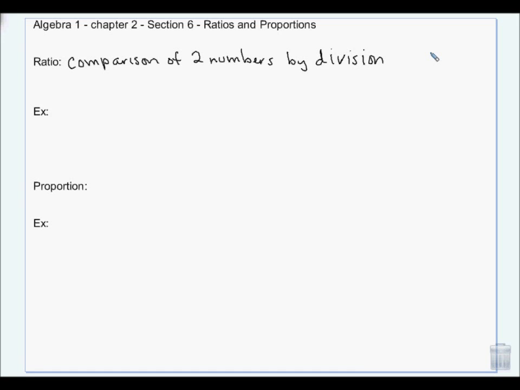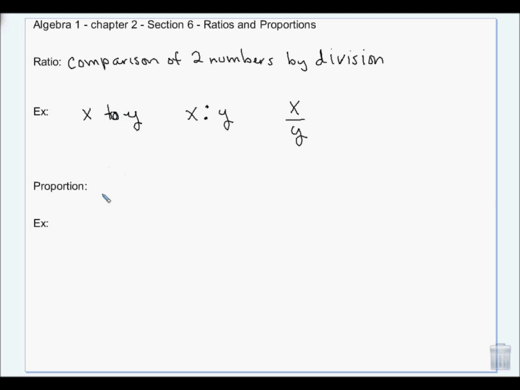A ratio is a comparison of two numbers using division. And you can express a ratio in three ways. You can have x to y, x and then a colon y, and then x over y. All three of these are ratios.